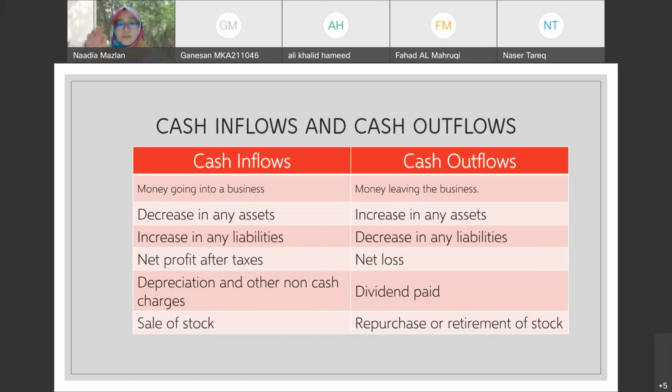Let me put it this way. You have to buy, let's say, a phone. A phone is considered as your asset. So an increase in asset, and also a decrease in your liabilities. And then you have net flows. For example, you pay your dividends or repurchase or retire stocks. So that is cash outflow.